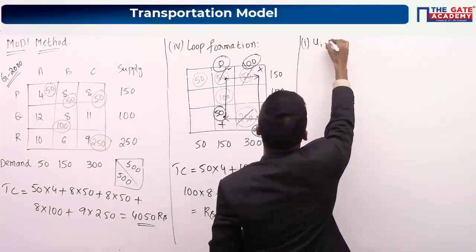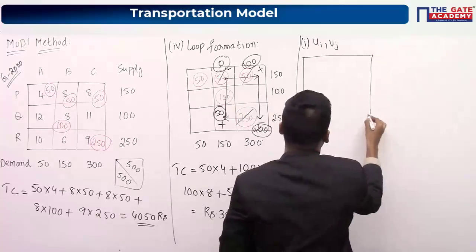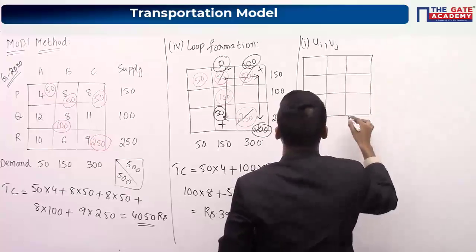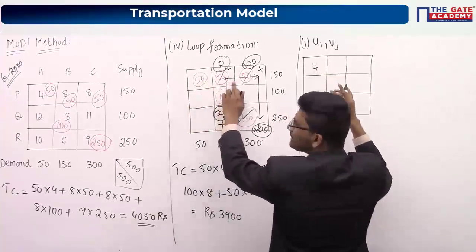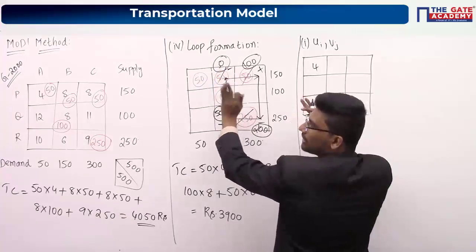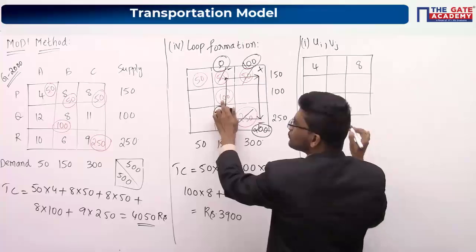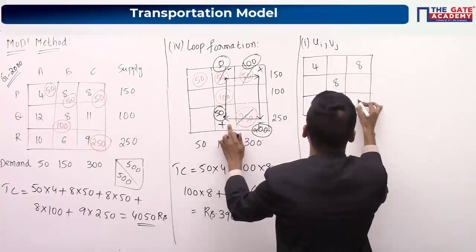You have to calculate ui, vj values, right? For calculating ui, vj values, you have to take the cost values present in the allocated cells. So it is 4. No, it is not your allocation. 0 is not an allocation. So this is allocated cell 8. This is also allocated cell 8. This one is the new allocation, 6, 9.